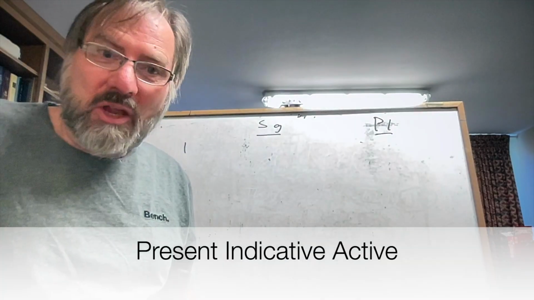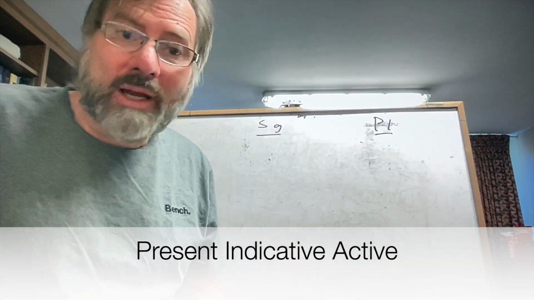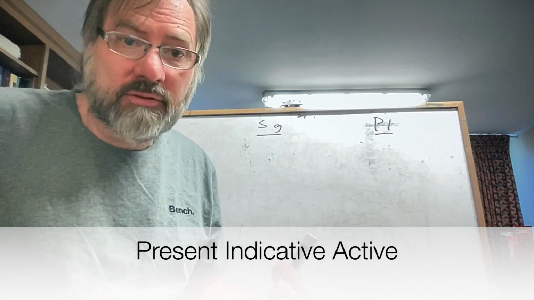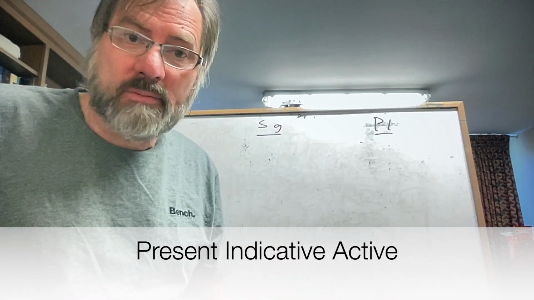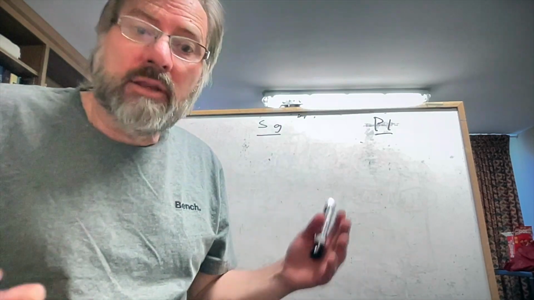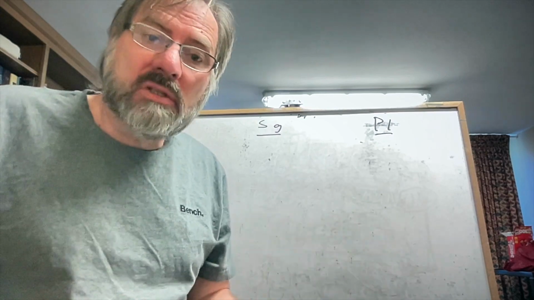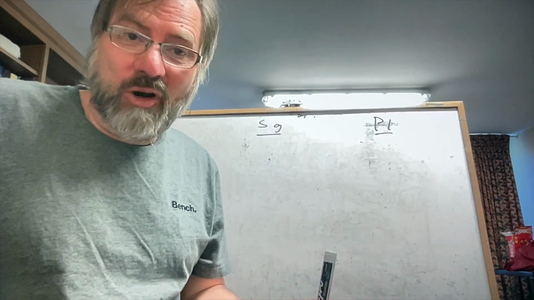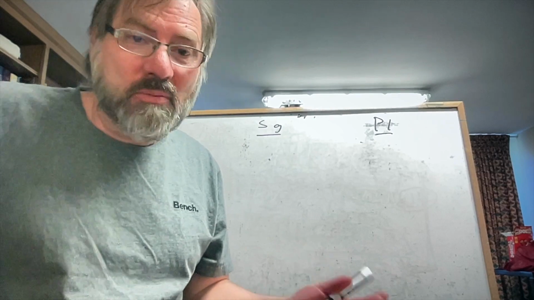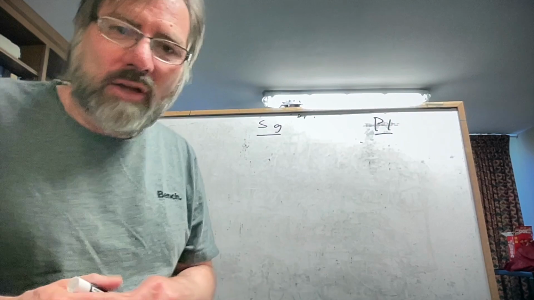In this instructional video, I'm going to go over the endings for the present indicative, both the active and the middle and passive forms. Okay, and so we're going to begin with the present indicative active forms. And I'm going to be using the paradigm verb luo, which means to loose or to destroy. Okay, so let's walk through it.